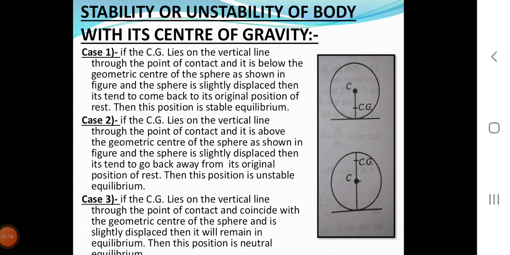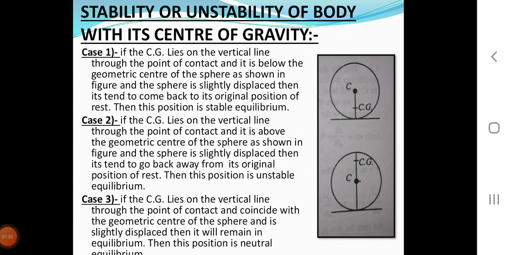Now, let us understand the concept of stability or instability of a body with its center of gravity. There are three cases that arise. Case 1: if the center of gravity lies on the vertical line through the point of contact and it is below the geometric center of the sphere as shown in the figure, and the sphere is slightly displaced, then it tends to come back to its original position of rest. Then this position is stable equilibrium.